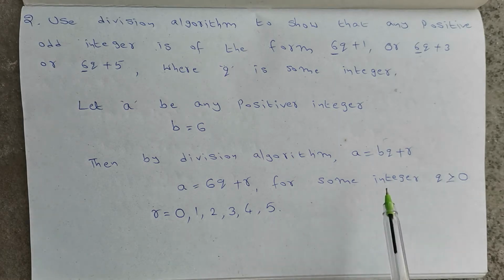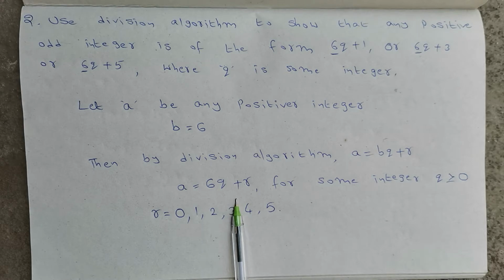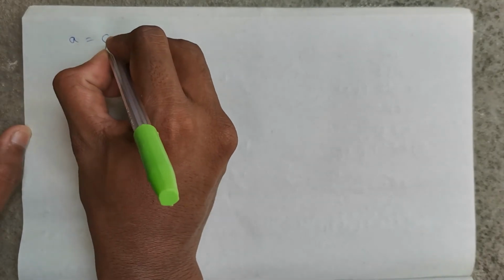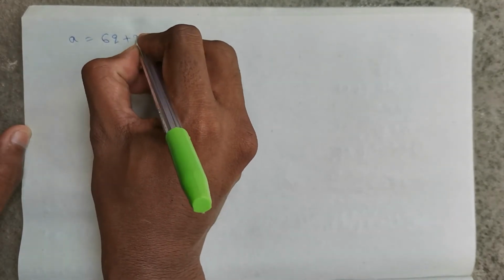So now A is equal to 6Q plus R, and all the possible remainders are there with us. In the place of R, I will substitute 0, then 1, then 2, till 5, one by one. Let us check that. So we have A is equal to 6Q plus R, and we know the possible remainders are from 0 to 5.